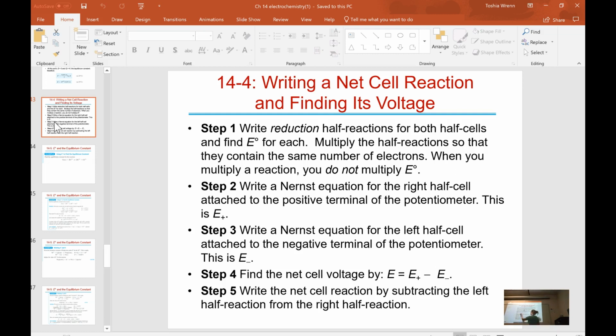So it's the cathode, which undergoes reduction for a galvanic cell. Negative goes with the anode. Find your cell voltage. Subtract the left from the right.